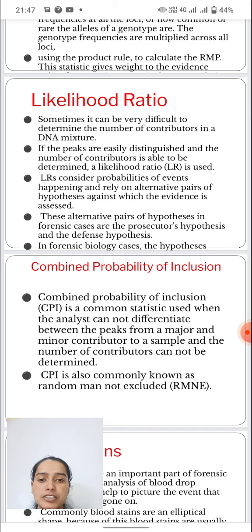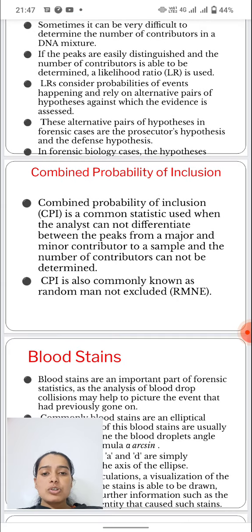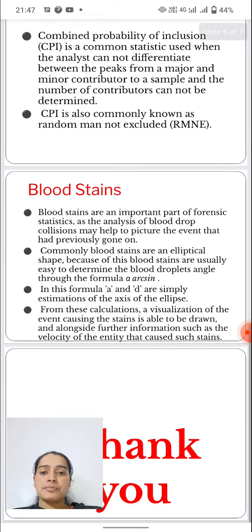Combined probability of inclusion, CPI short form, is a common statistic used when the analyst cannot differentiate between the peaks from a major and the minor contributors of a sample, and the number of contributors cannot be determined. CPI is also commonly known as random man not excluded, RMNE.